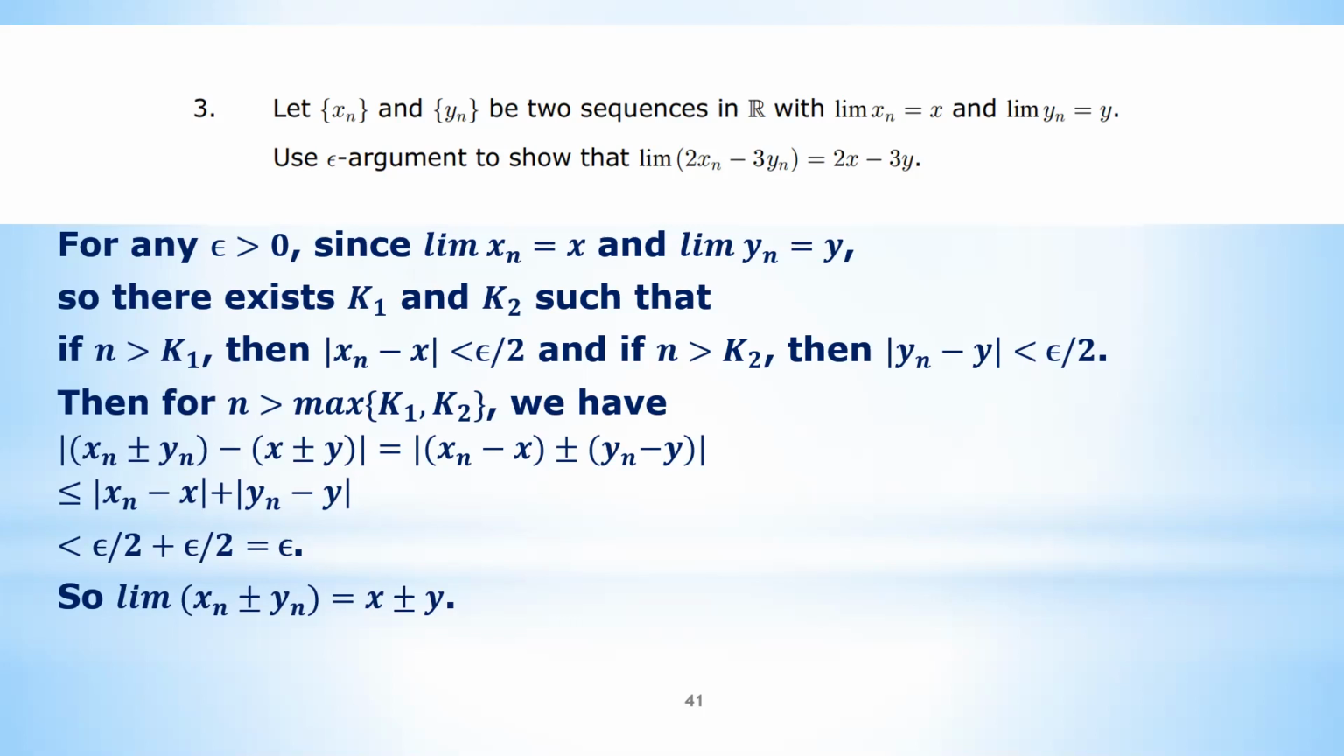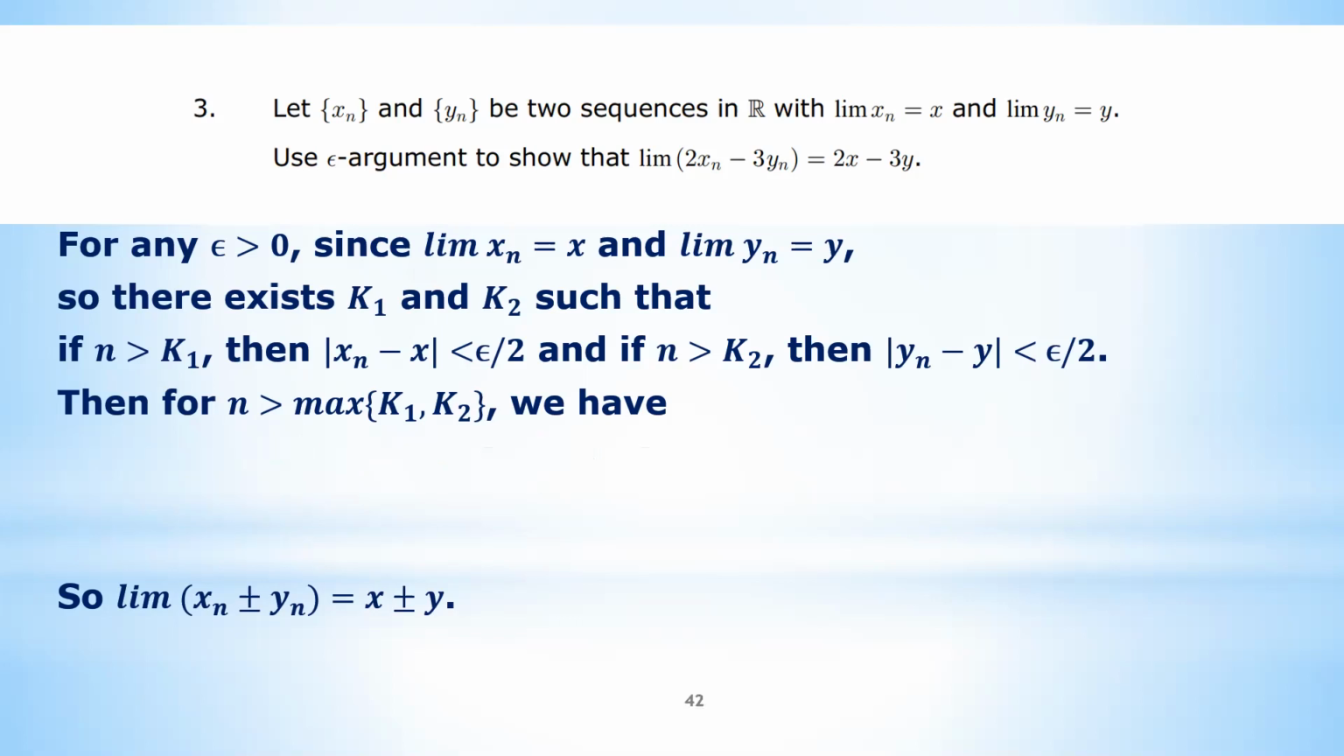Especially the first part will be the same. Eventually you're going to make some change, but the key step is here in the middle. For n greater than k1, k2, if you look at the final inequality, because you have a new combination, the final inequality will be different. This time it is 2xn minus 3yn minus 2x minus 3y. And again, the step is to combine the x terms together, the y terms together.